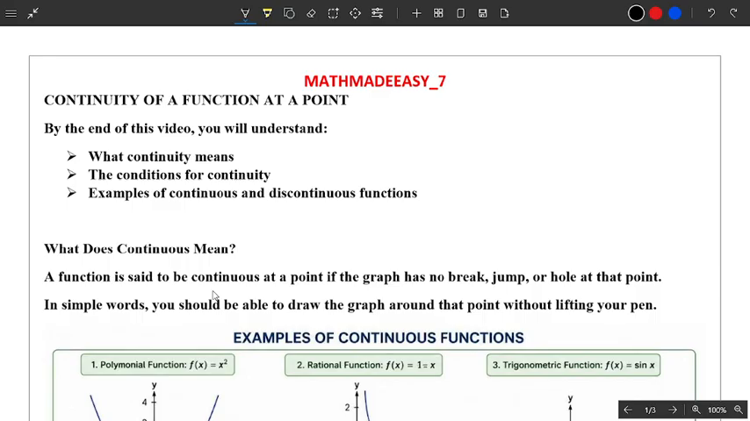Today's lesson, we are going to learn a very important concept in mathematics, which is called continuity of a function at a given point.